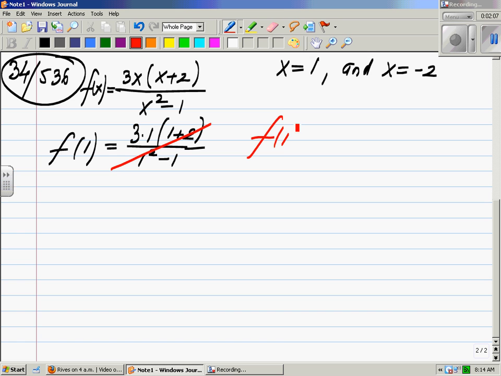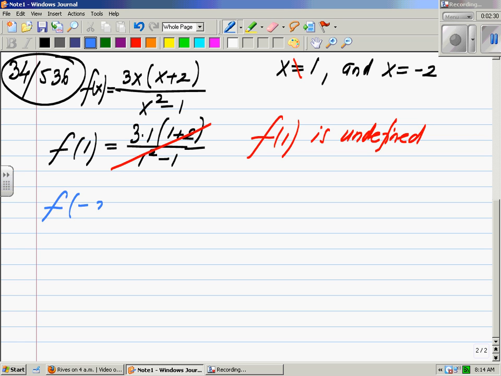F of 1 is undefined. Basically, x equals 1 cannot be part of your function's domain, right? x has to be different than 1. Let's check the next one.